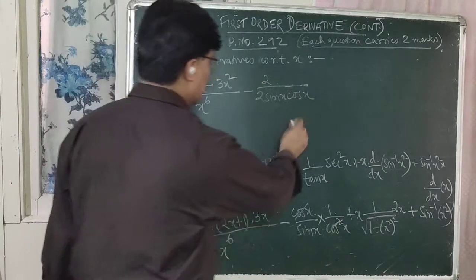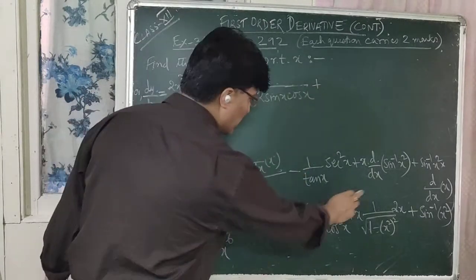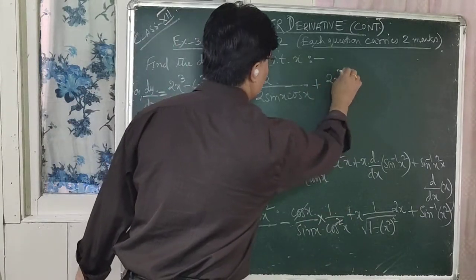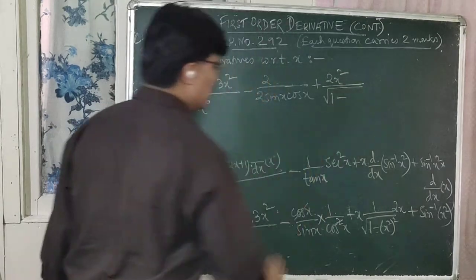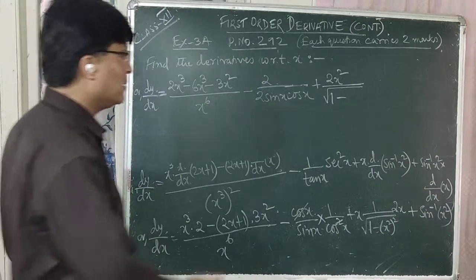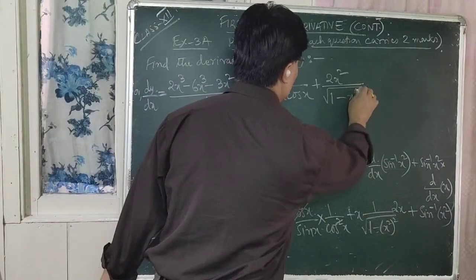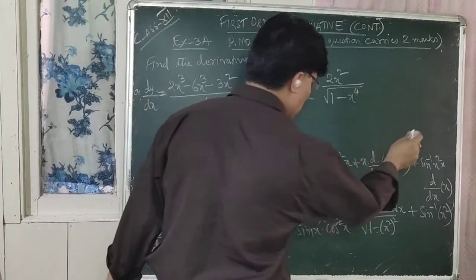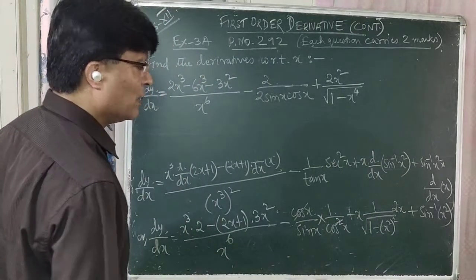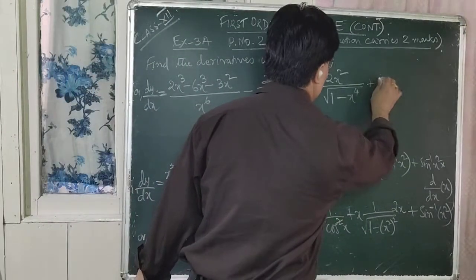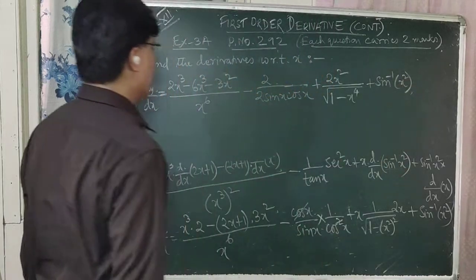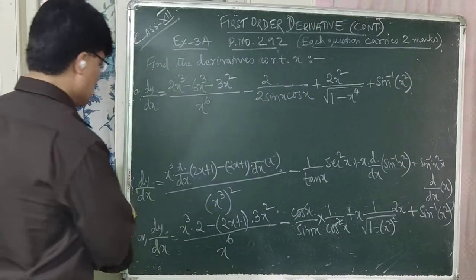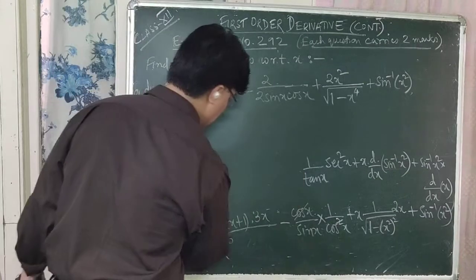Then plus, what is the next term? Plus 2x into x, 2x squared divided by, in the denominator, root over 1 minus, what is x square? Whole square, that is x to the power 4, right? And then the last one is, what is the last one? Plus sine inverse x squared. So it is sine inverse x squared, right? So now again you have to simplify it.